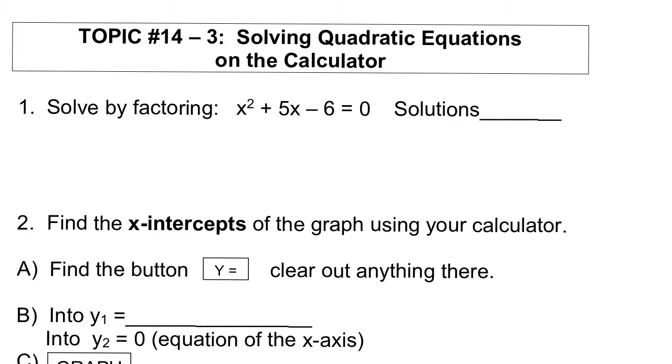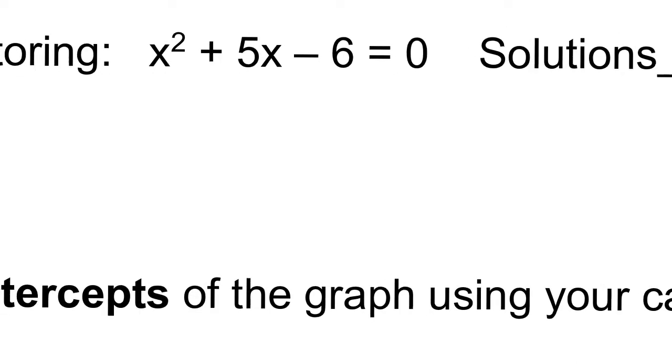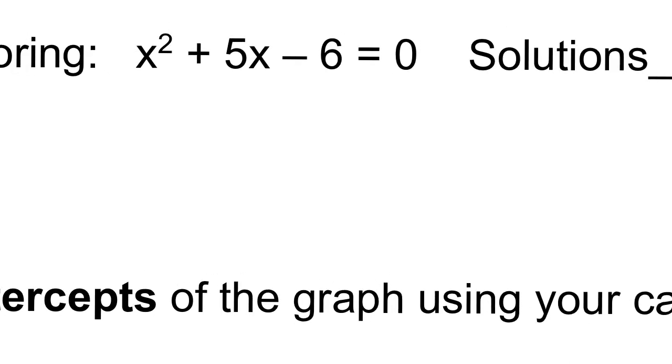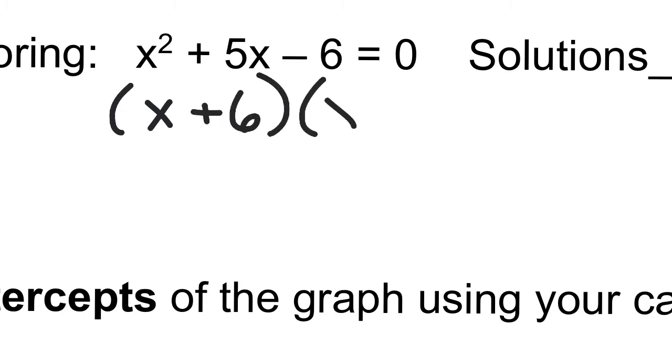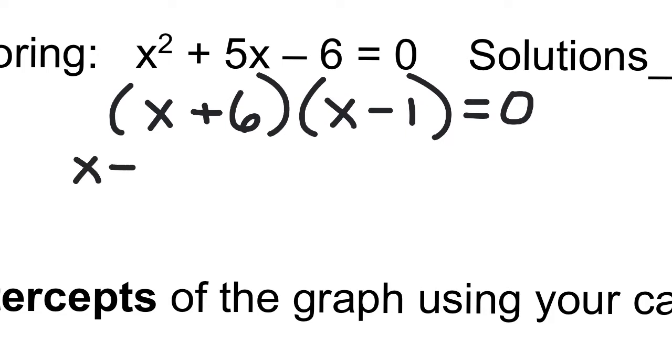But first, let's take a trip down memory lane and have you solve the first equation by factoring. So remember, the sum is 5x and the product is negative 6x squared. So that would give us x plus 6 and x minus 1. Now we'll separate them and solve.